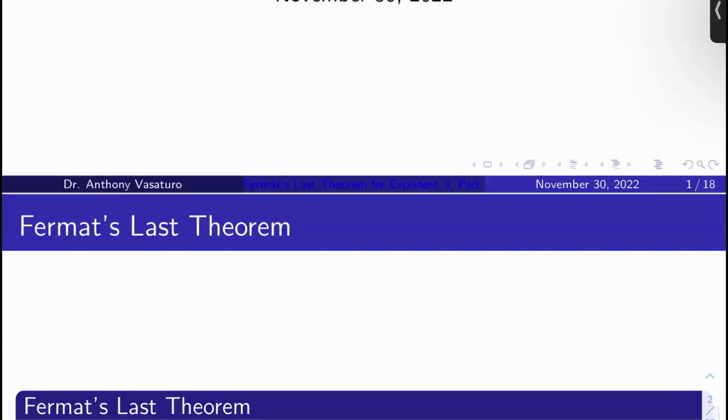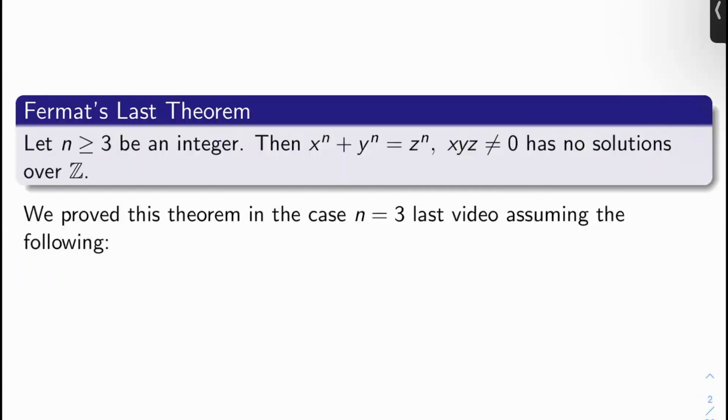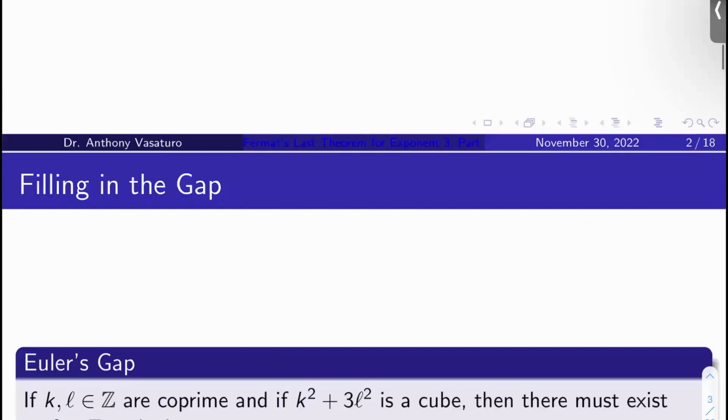So if you watched the last video, here's what we're trying to prove. Fermat's last theorem: let n at least 3 be an integer, then x to the n plus y to the n equals z to the n, where x, y, z isn't 0, has no solutions over the integers. We proved in the first video in this playlist the theorem in the case n equals 4. And we also, last video, proved the theorem in the case n equals 3, assuming that the following is true.